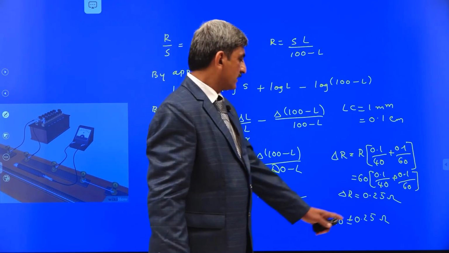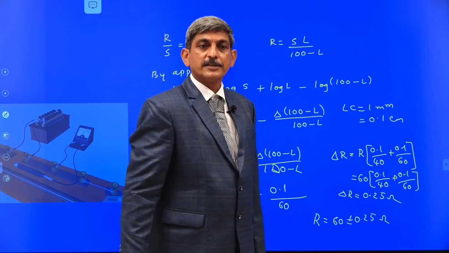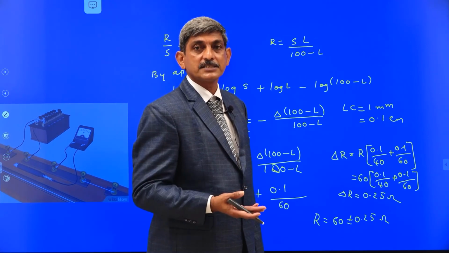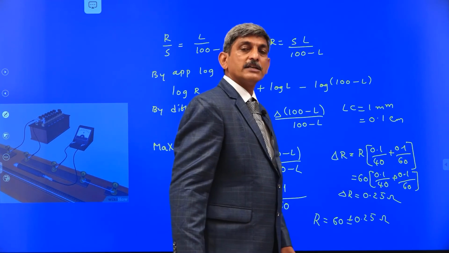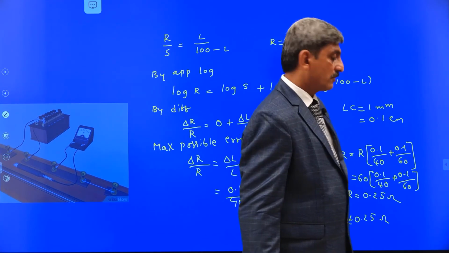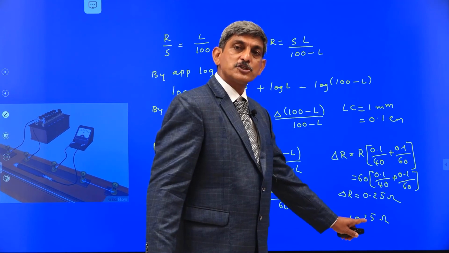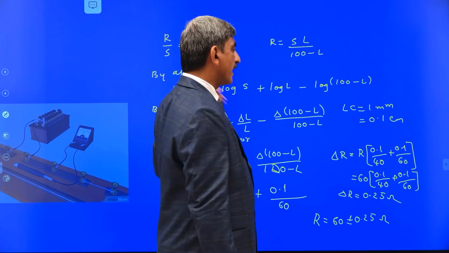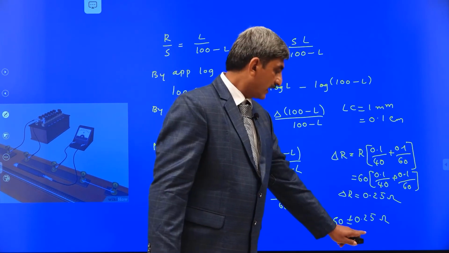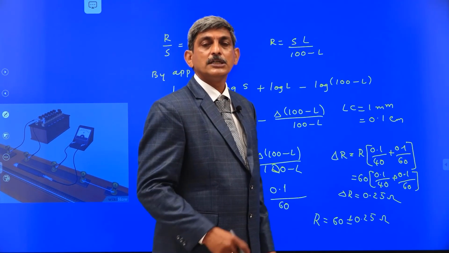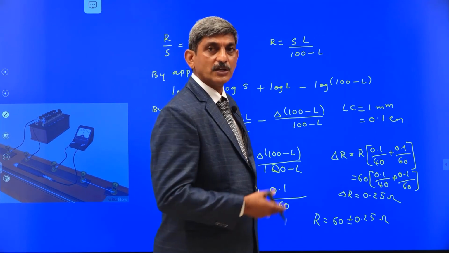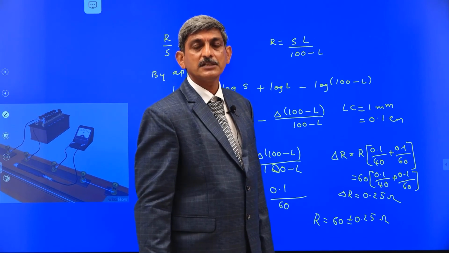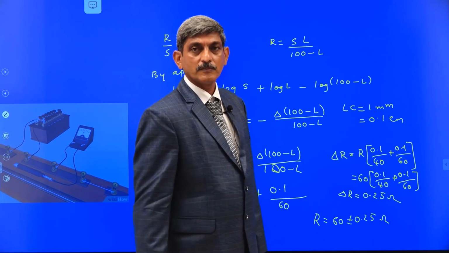Actually, the error is calculated here. If in the options the error is given in terms of percentages, determine delta R by R into 100, and it has to be noted in the answer itself. So the options are given in terms of the error. I just calculated the error value. If the options contain percentage errors, you have to calculate the percentage error, and then represent the resistance of the resistor using the errors also.